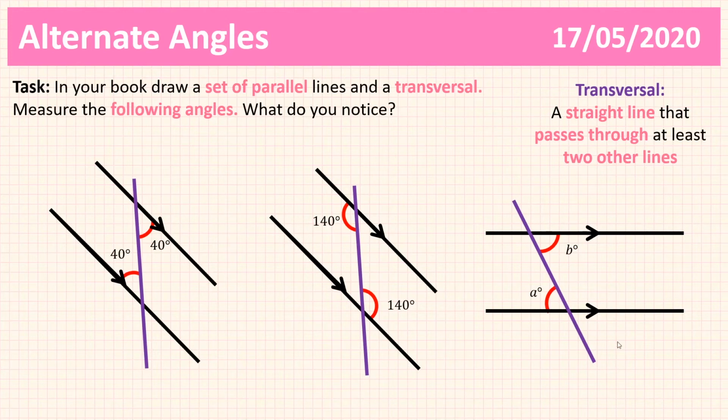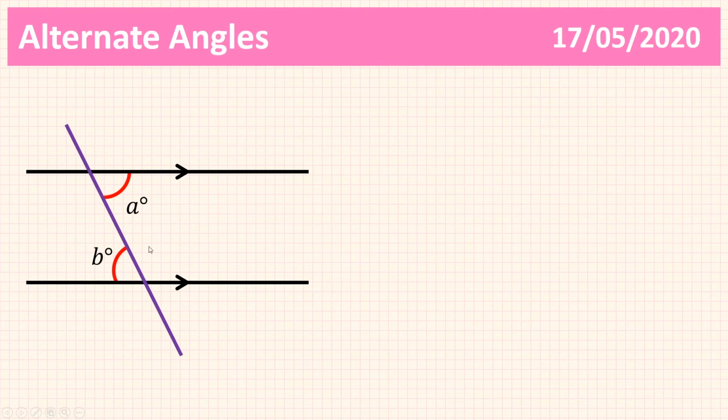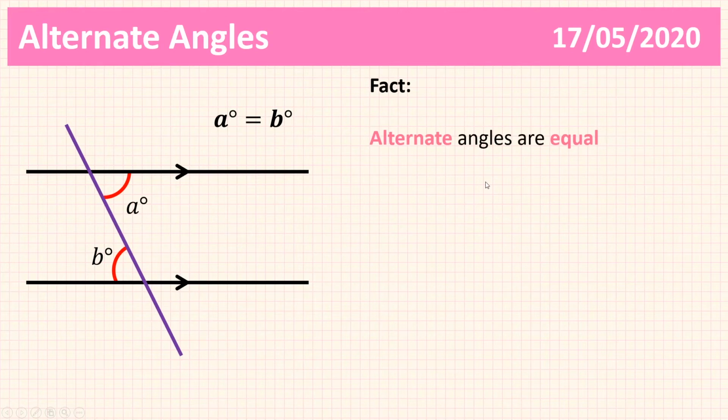Okay, so you should have had a measure of those and you should have noticed the following thing. If I've got a diagram that looks like this, and I've got A and B as my angles I'm measuring, then I should notice that A is equal to B. In my first diagram, I had both my angles being 40 degrees. In my second, I had both my angles being 140. So then I know that A and B are going to be the same. And that's because of this wonderful angle fact, which is that alternate angles are equal.